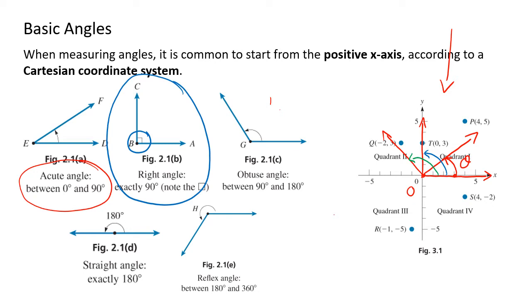If your angle extends into quadrant number 2, which is seen by the green, it's called an obtuse angle. And that angle is between 90 and 180 degrees.